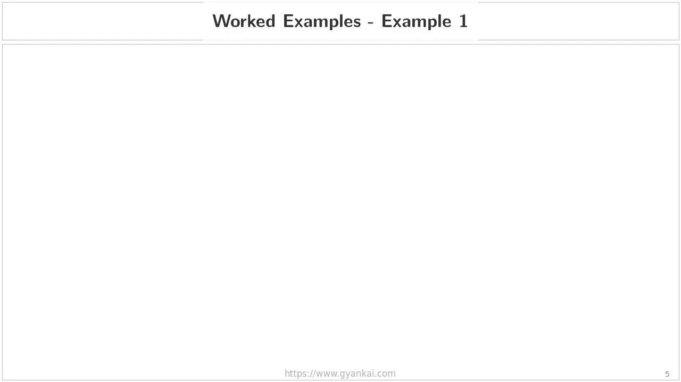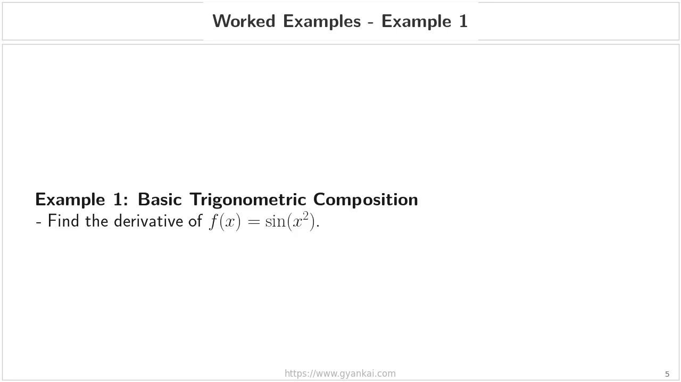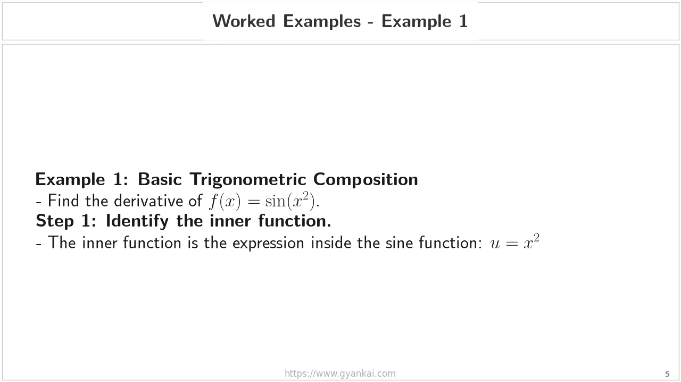Worked examples, Example 1. Now that we have established the theoretical foundation and the gear analogy, let us apply the step-by-step process to a practical problem. We will begin with Example 1, which focuses on a basic trigonometric composition. Our objective is to find the derivative of the function f of x equals sine of x squared. Following the process outlined in the previous slide, step 1 is to identify the inner function. If we look at the expression, the part nested inside the sine operation is x squared. Therefore, we define our inner function, u, as x squared.